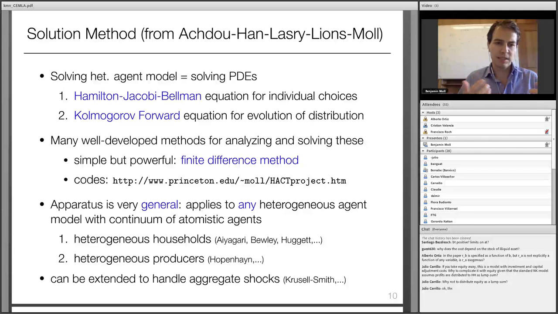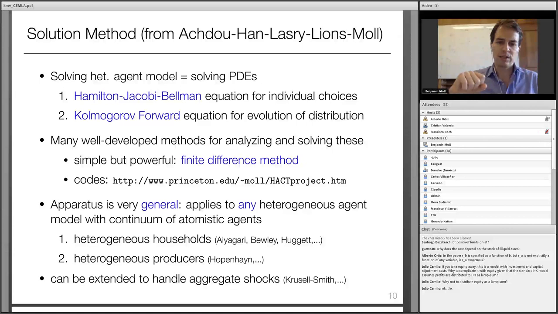The key idea is that in order to solve a heterogeneous agent model, you can set it up as solving a system of partial differential equations, okay? The first equation is what's called the Hamilton-Jacobi-Bellman equation, just a continuous time Bellman equation for the individual choices of this continuum of agents. The second equation is what's called a Kolmogorov-Forward equation, which is basically just a law of motion that summarizes the evolution of this distribution. The complication is that these equations are coupled. The first equation tells you, given prices, what are the optimal policy functions of people? The second equation tells you then, given the optimal policy function, what's the distribution? From that, you can update prices, and then you have to find a fixed point in these two equations.